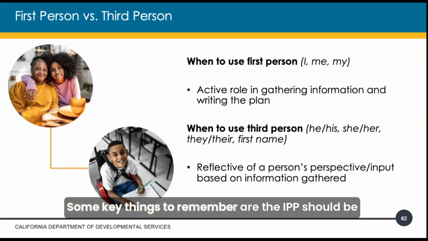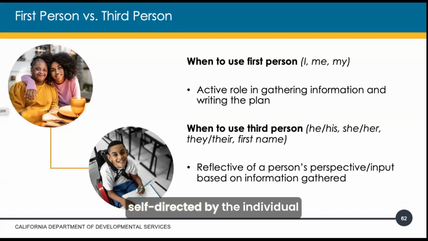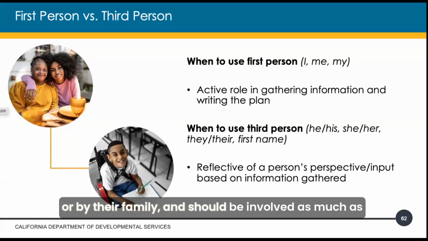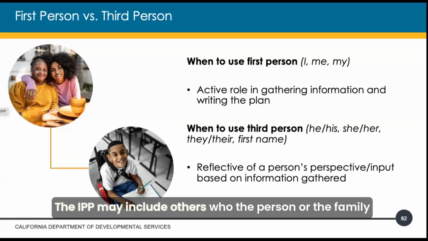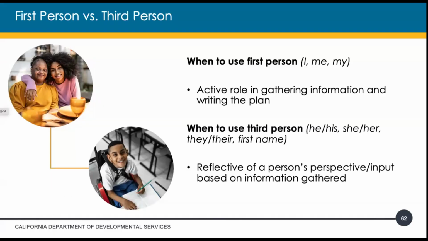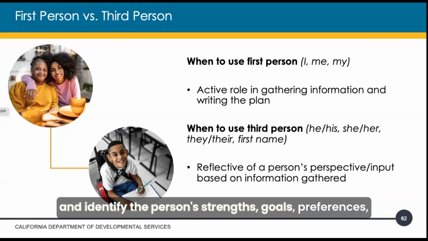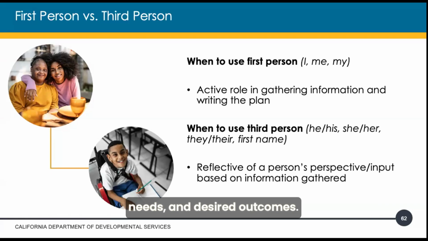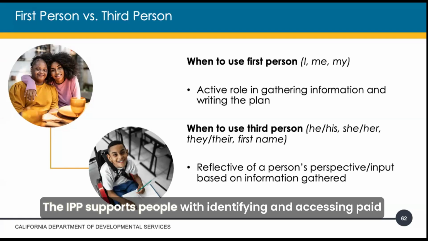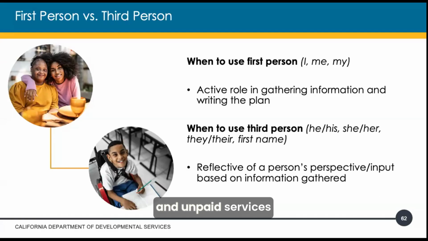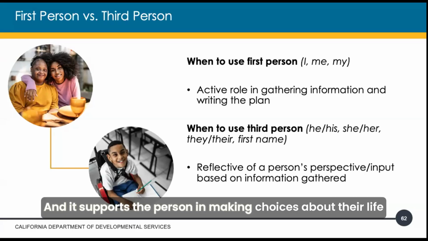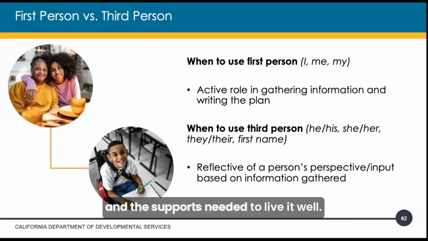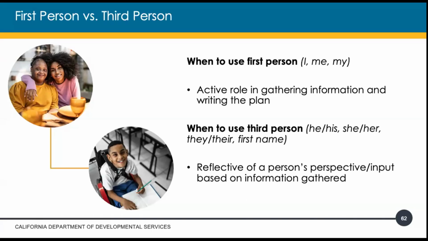Some key things to remember are the IPP should be self-directed by the individual or by their family and should be involved as much as possible. The IPP may include others who the person or the family chooses and identify the person's strengths, goals, preferences, needs, and desired outcomes. The IPP supports people with identifying and accessing paid and unpaid services to meet their identified needs and desires. And it supports the person in making choices about their life and the supports needed to live it well. Next slide.